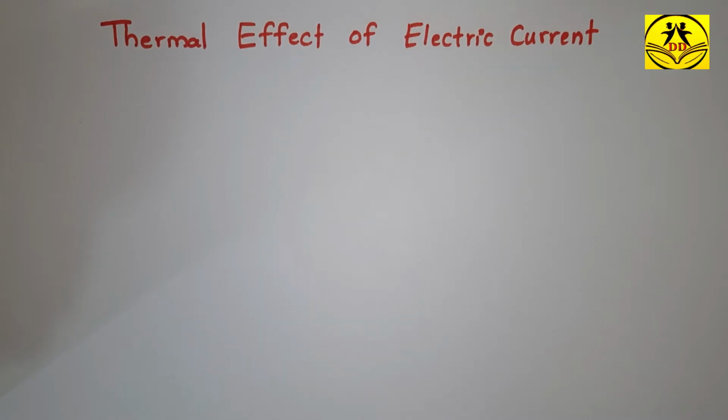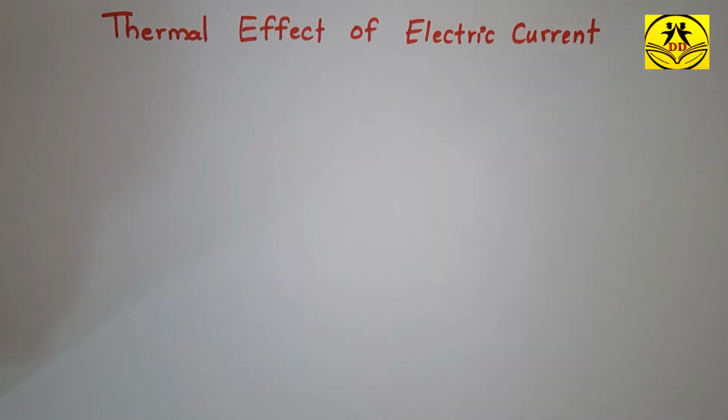So simply what happens is, when electrons flow, due to the resistance of the conductor, energy of the electrons is lost, and that energy lost is converted to thermal energy. So this is called the thermal effect of electric current. Under this, you have to learn Joule's law of electrical heating.